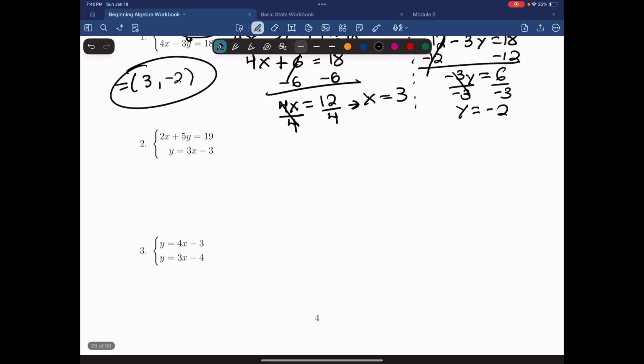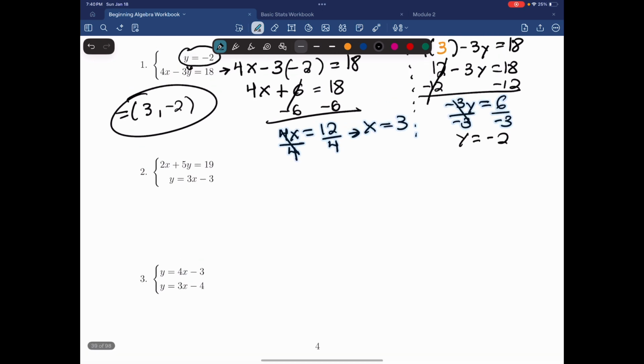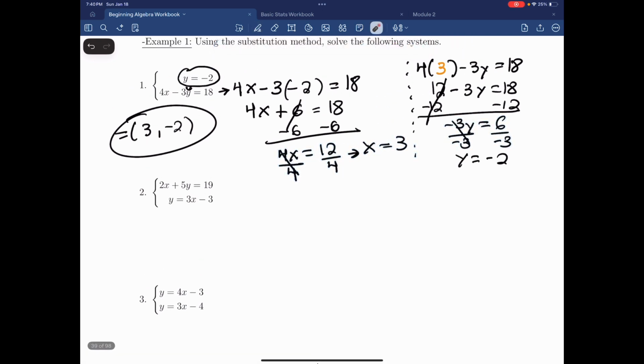Now looking at example number 2, we are given 2x plus 5y equals 19, and y equals 3x minus 3. So I encourage you to actually pause the video and try to solve this system of equations using what we did up here. So you're going to take y, and you're going to plug it in to this equation. You're going to solve for x, and once you solve for x, you're going to plug x back in to either of these equations to find the point or the solution. And assuming you've done so, let's go through this together.